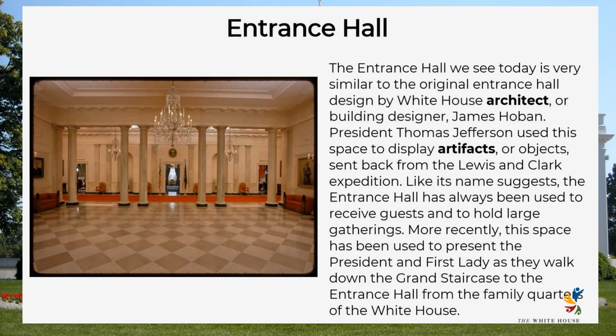The entrance hall we see today is very similar to the original entrance hall designed by White House architect or building designer James Hoban. President Thomas Jefferson used this space to display artifacts or objects sent back from Lewis and Clark expedition. Like its name suggests, the entrance hall has always been used to receive guests and to hold large gatherings. More recently, this space has been used to present the president and the first lady as they walk down the grand staircase to the entrance hall from the family quarters of the White House.